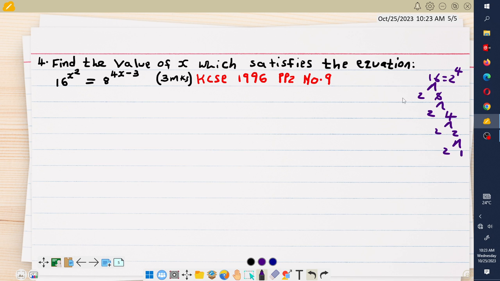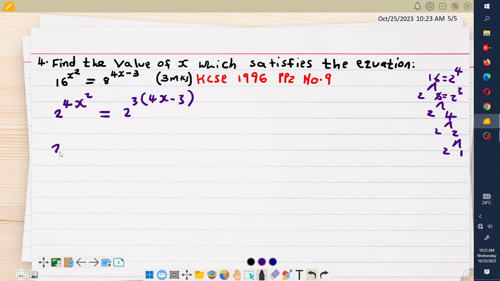Then I also have 8. 8 is 2 to the power of 3. So 16 is 2 to the power of 4. Then we also had x squared on the same power, which is equivalent to 8. 8 is 2 to the power of 3, then of course into 4x minus 3.